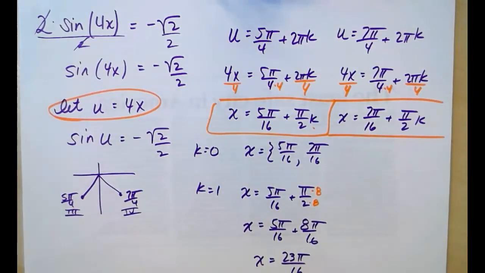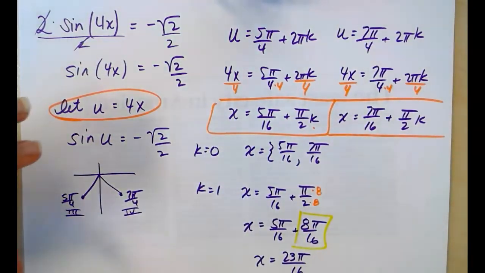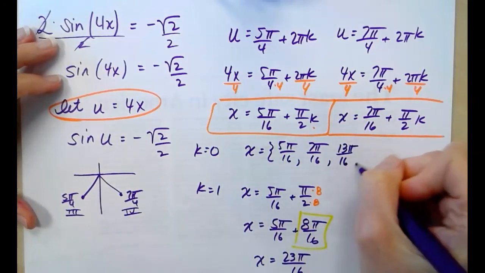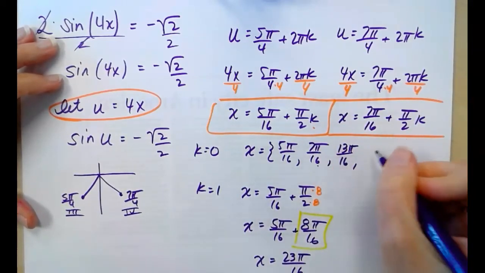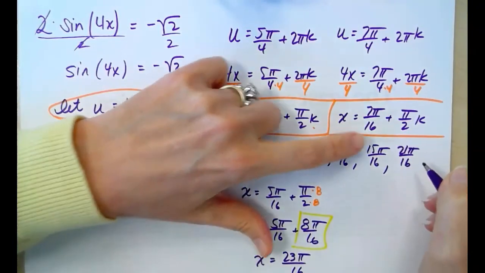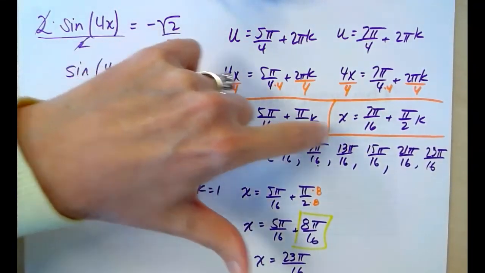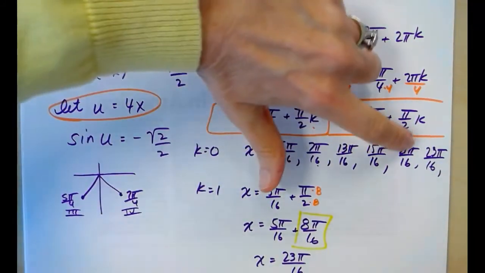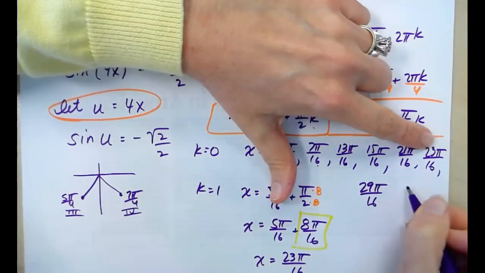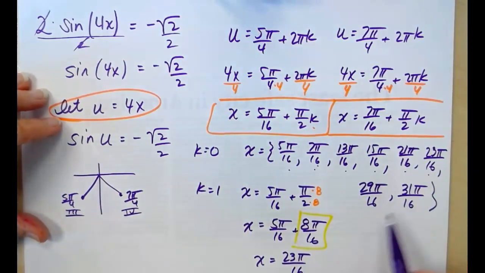So basically what we need to do is utilize this, and we're just going to be increasing all of our roots by 8 pi over 16. So 5 pi over 16 plus 8 pi over 16 is 13 pi over 16. 7 pi over 16 plus 8 pi over 16 is 15 pi over 16. Keep going. Add another 8, 21 pi over 16. Add another 8, 23 pi over 16. 1, 2, 3, 4, 5, 6. I need 2 more. 21 pi over 16 plus 8 pi over 16 is 29 pi over 16. And then finally, 31 pi over 16. 1, 2, 3, 4, 5, 6, 7, 8.